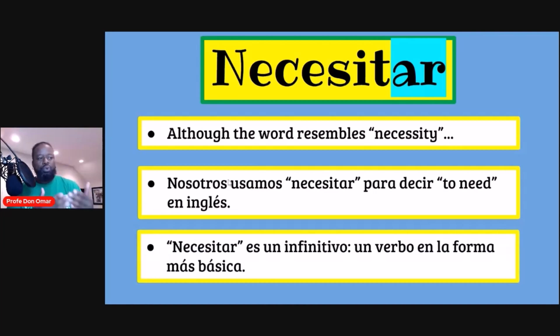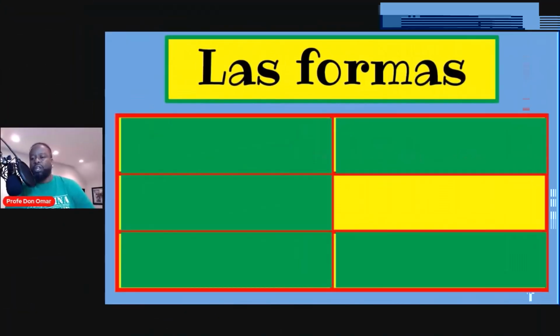Necesitar es un infinitivo, un verbo en la forma más básica. All right. So necesitar is an infinitive. It is a verb in its most basic form. The most basic form from an English perspective would be to and then the action or the state of being. To read, to jump, things of that nature. Y aquí tenemos todas las formas.